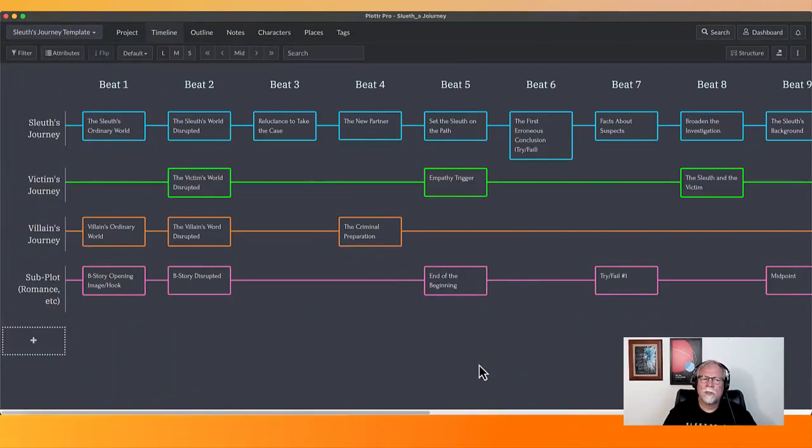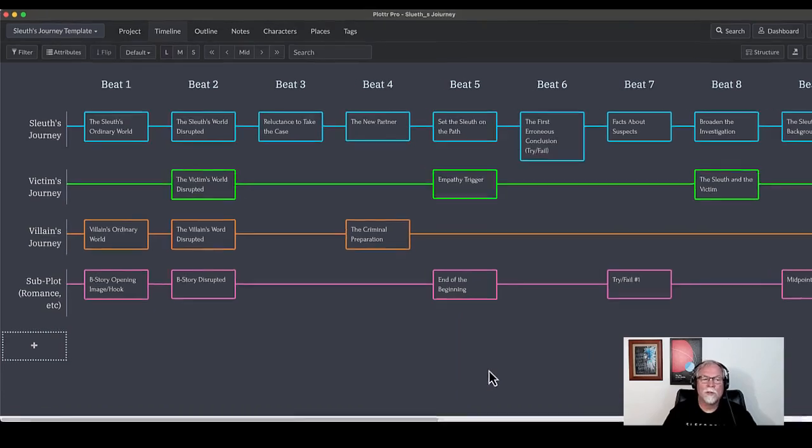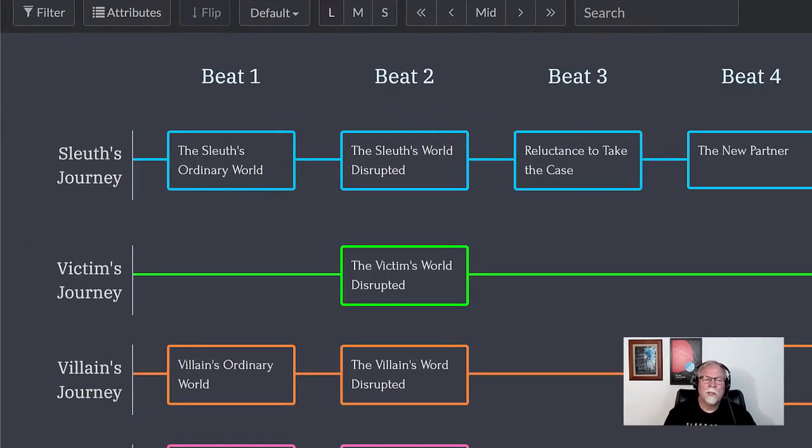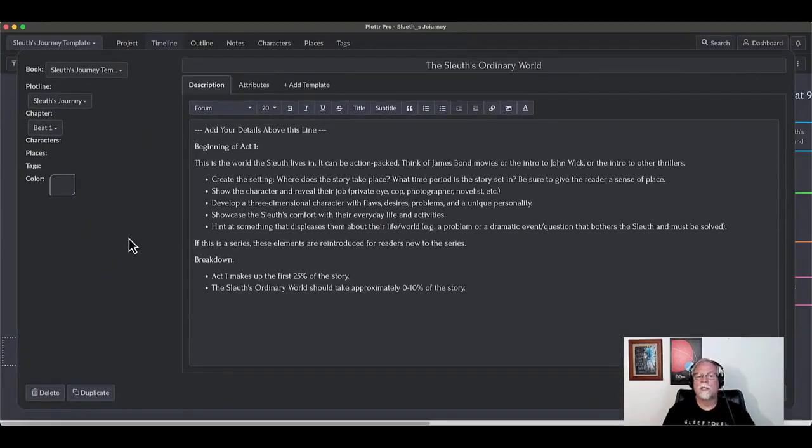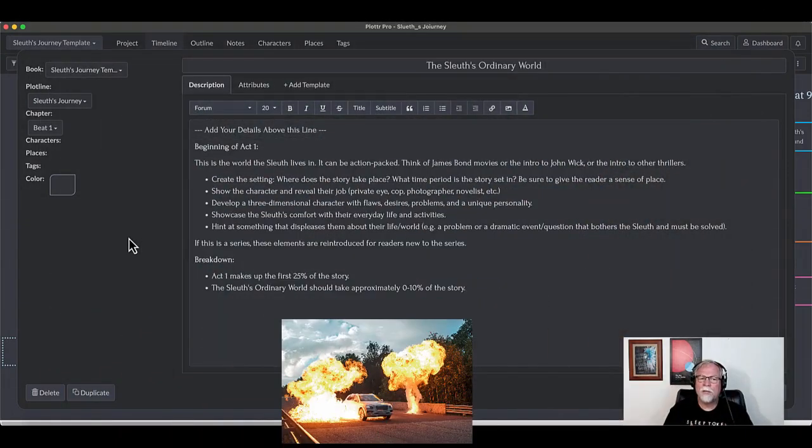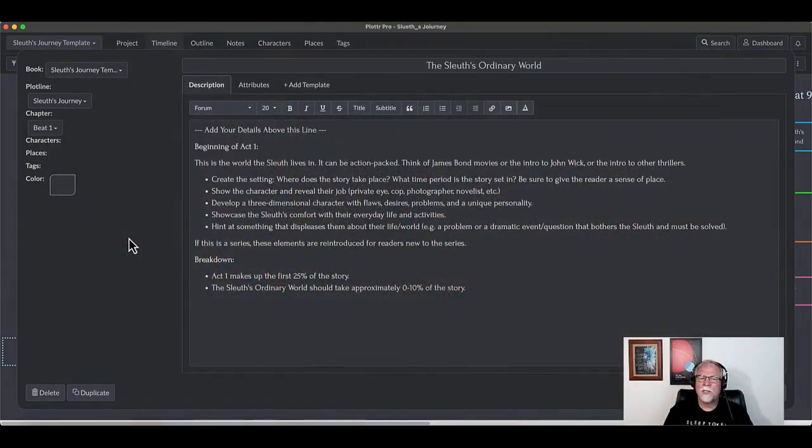All right. The first beat is about the sleuth's ordinary world. Now, the ordinary world does not have to be boring. In fact, the sleuth's ordinary world probably rarely is. Think about movies that you've seen like James Bond and John Wick and thrillers like that that start with some kind of an action. They often help create the setting that tell you where the story takes place, what time period the story is set in, and gives the reader a sense of what is happening in this story or what kind of action is going to happen to this story.